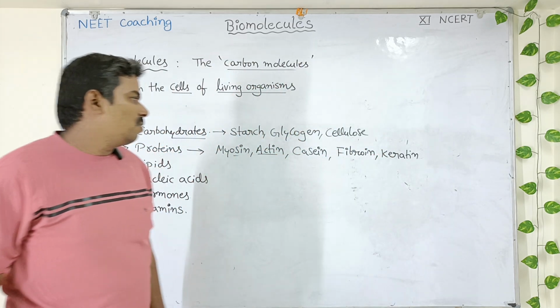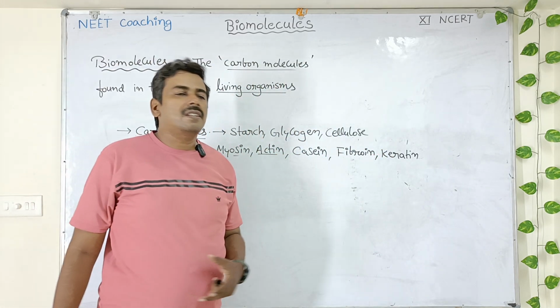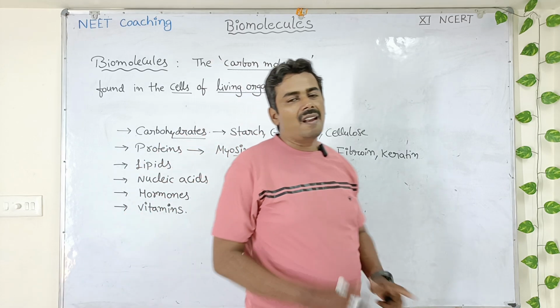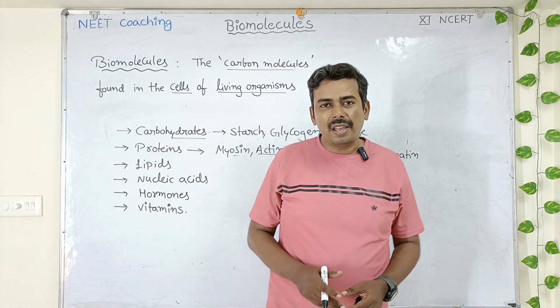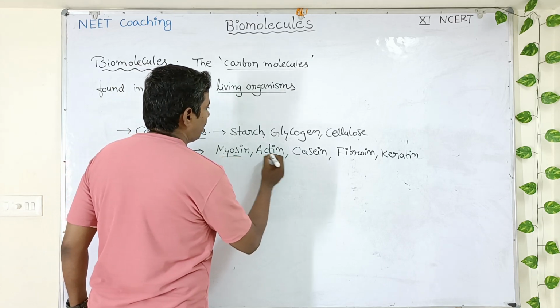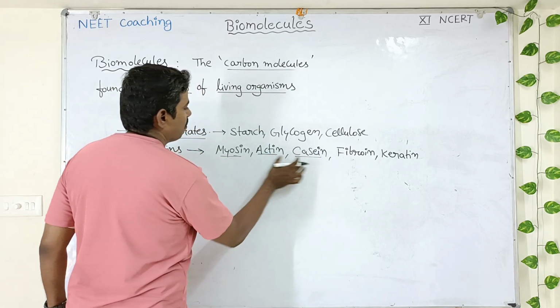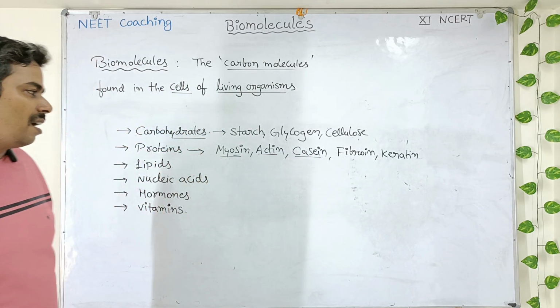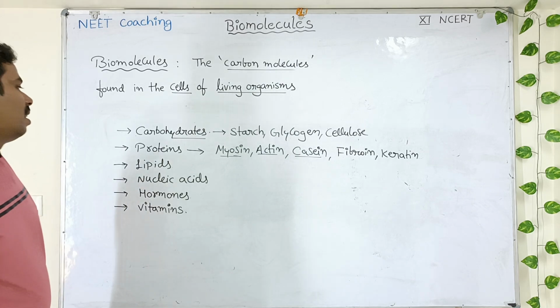Students, all the proteins cannot be digested in our body. Keratin protein cannot be digested in our body. Mainly, our body can digest myosin, actin, and casein proteins. This type of protein our body can digest to produce energy.